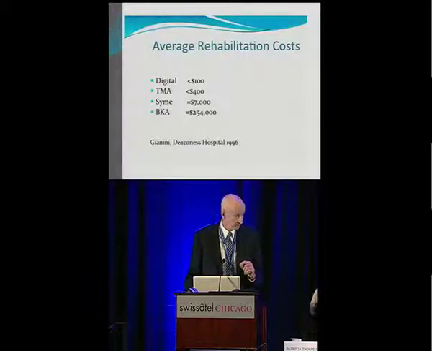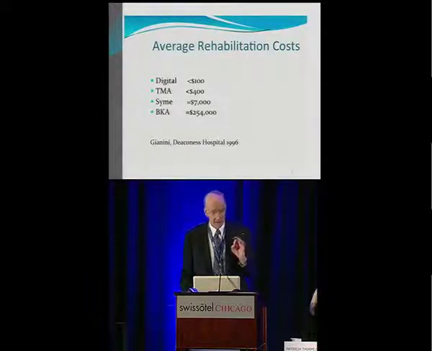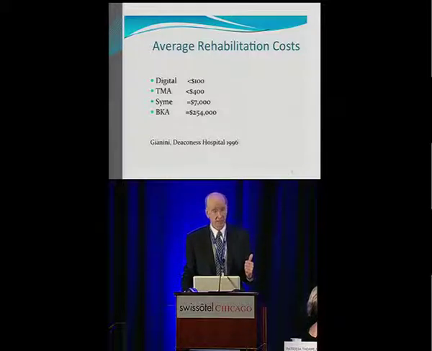So here's what it amounts to. This is from Giannini's Deaconess study where he put together costs. These costs are strictly medical costs, not loss of income from loss of job or anything like that. It's just strictly medical cost. And this is a combination of private and Medicare patients, which accounts to 13% Medicare patients in the population he looked at.